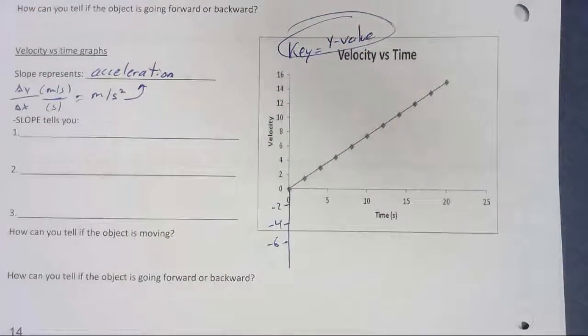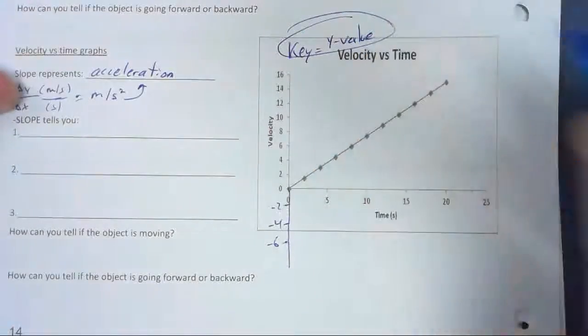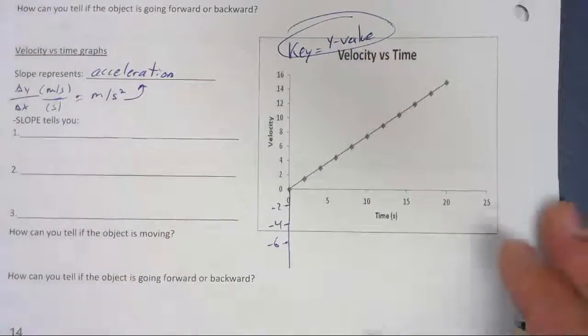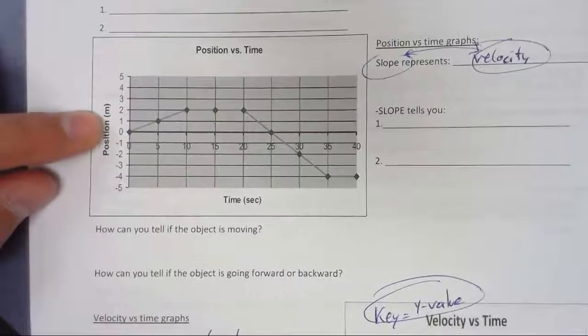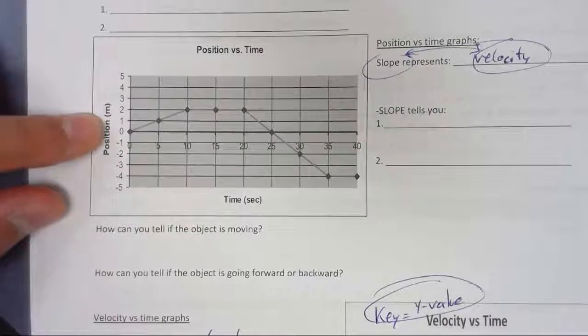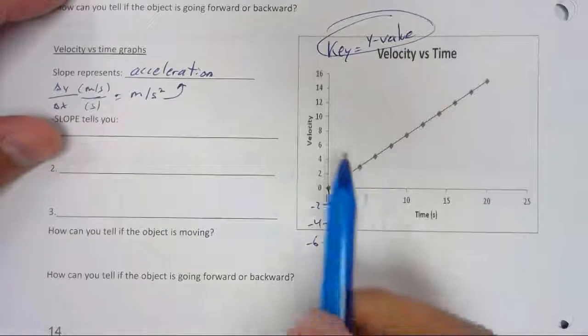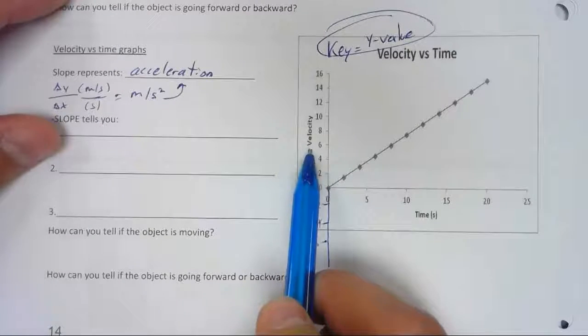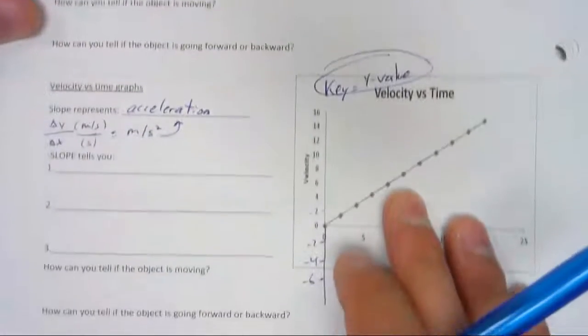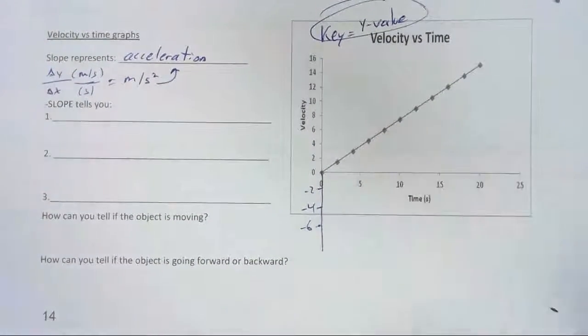And a lot of people hear that and they go, oh man, how am I going to remember that difference? Well, here it is. The key for this graph is the slope. The slope represents velocity. Key for this graph, y value. Y value represents velocity. So on both graphs, we're going to primarily look at whatever represents velocity. And on the velocity versus time graph, the y value is velocity.